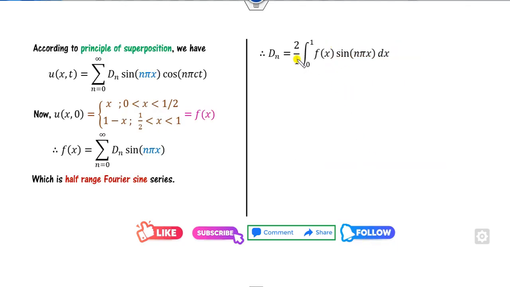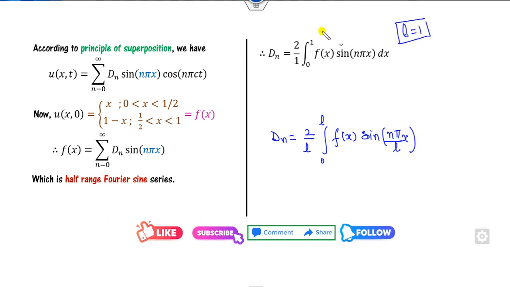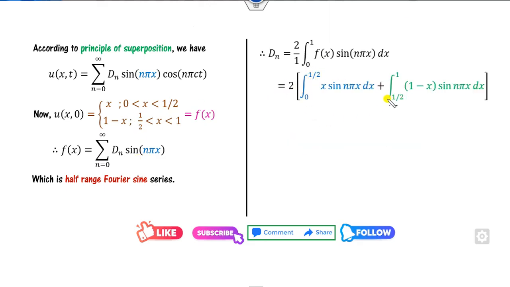Since L is 1, it is 2 upon L n pi. Remember what dn is? Always 2 over L, integral 0 to L of f(x) sine n pi over L into x. So in this particular example, L is 1 because in the wave equation, the distance between O and A is 1. Now you can substitute this value of f(x). I can break this into two parts, 0 to half, half to 1. You can solve this either by integration by parts or by using this simple approach.